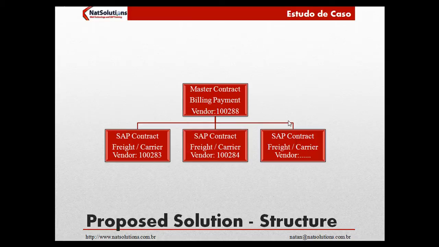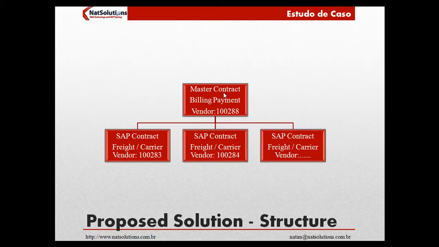inside my vendor. Let's just say I have a vendor. This is the number of the vendor. I will pay the whole service to this vendor, okay? But I have other 3, 4, 5 vendors that are, let's just say, branches. This is the master, this is the father, and the other ones are branches of this one.